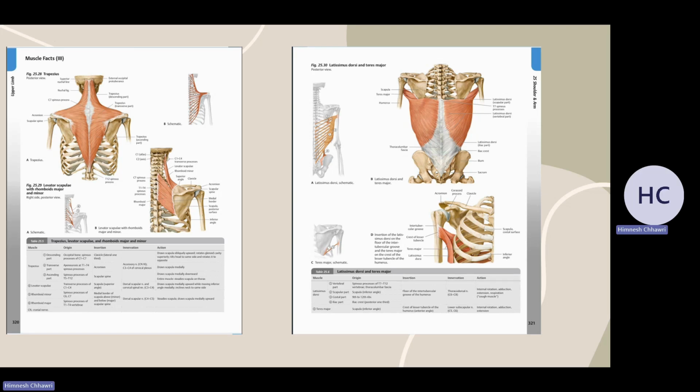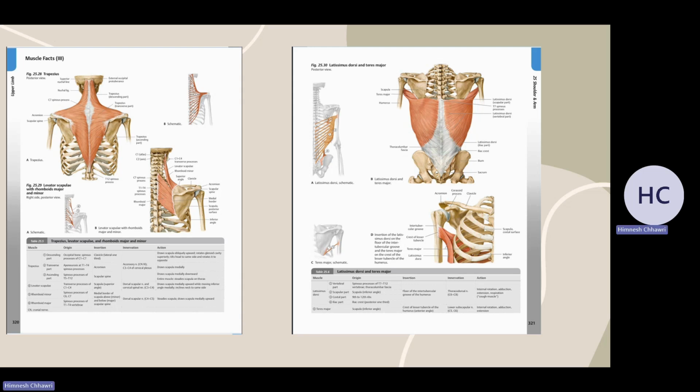Then we have the rhomboids. We have two, minor and major. Which one would be superior? Which one would be inferior? Correct. Rhomboid minor over rhomboid major, because anywhere in the body, minor over major. Origin of rhomboid minor: spinous process of C6, C7. You can see that rhomboid minor is not a very big muscle, relatively small. C6, C7, inserts into the medial border of the scapula.